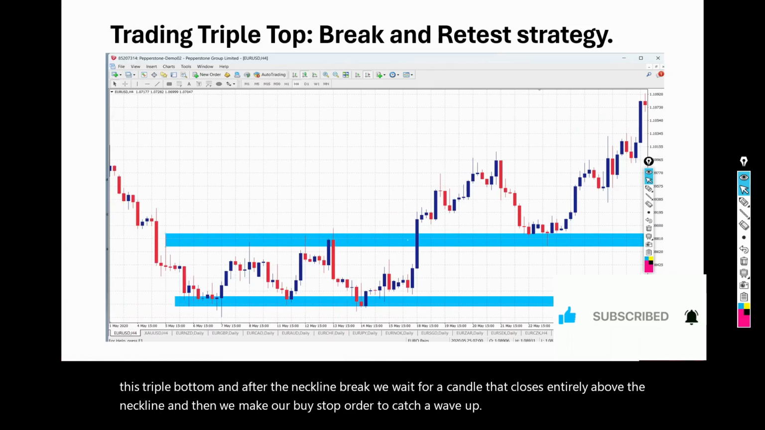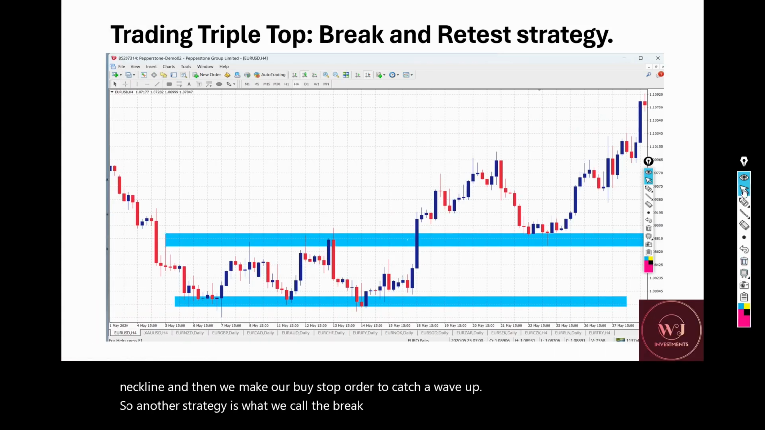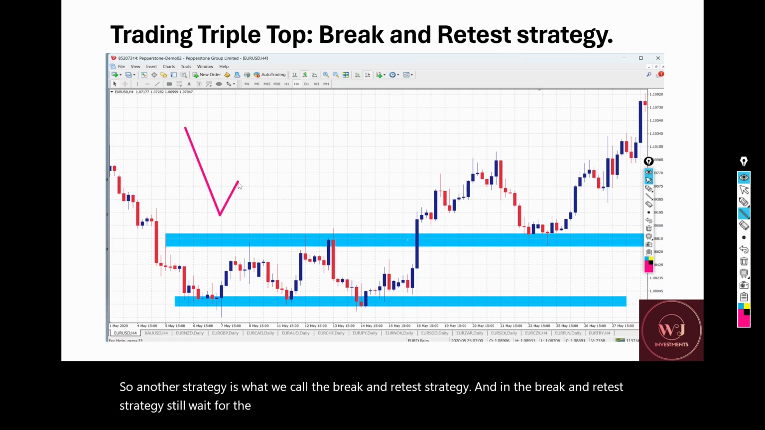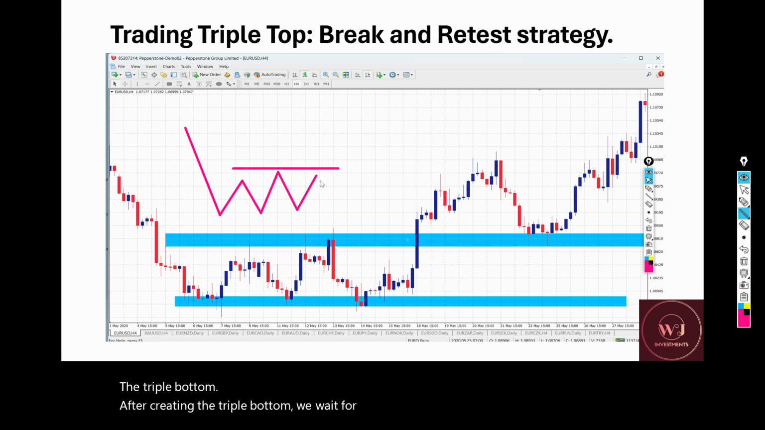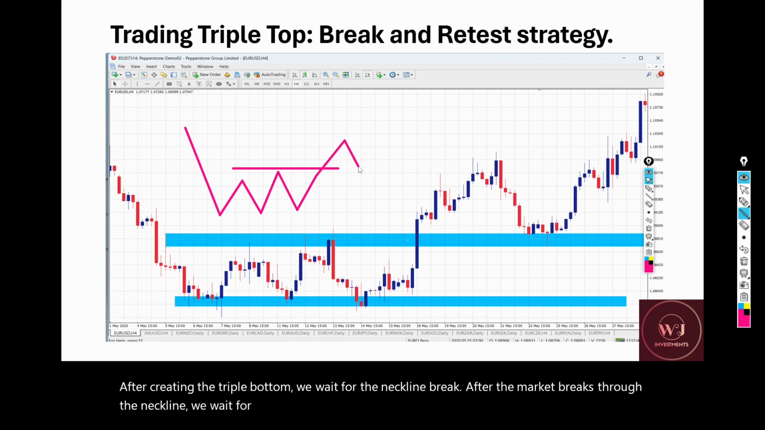So another strategy is what we call the break and retest strategy. In the break and retest strategy, we still wait for the market to come and create the triple bottom. After creating the triple bottom, we wait for the neckline break. After the market breaks through the neckline, we wait for the market to come and retest this neckline, and then wait for a candlestick pattern, and then we catch the wave up.